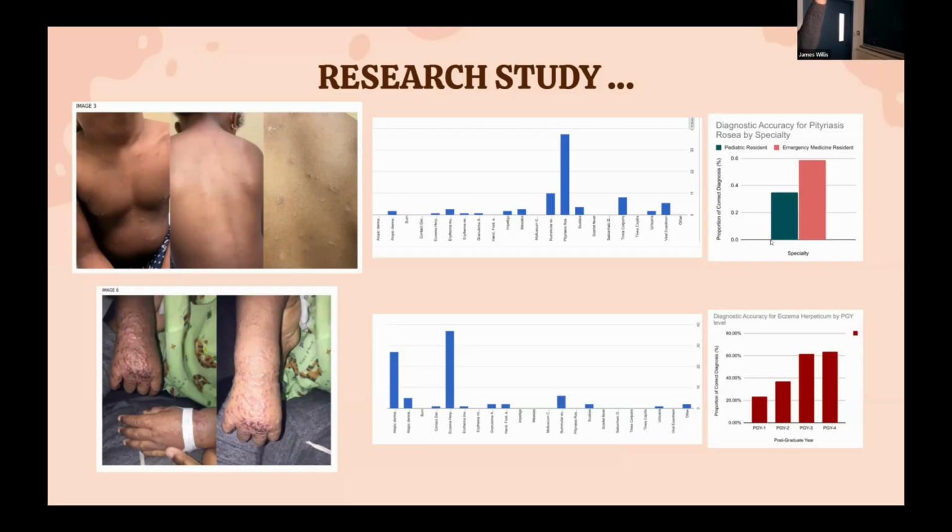EM did better in those 2 images. Don't get excited. No, actually you should. You should be proud of yourself. I think it's because this tends to happen in older children, but you did well on these 2 images. And on the bottom, I'll just tell you this one is eczema herpeticum. A lot of you were confused between atopic dermatitis and eczema, which is understandable because it's the underlying illness. As you can see, with increasing PGY level you did better on this rash, and this was also statistically significant.